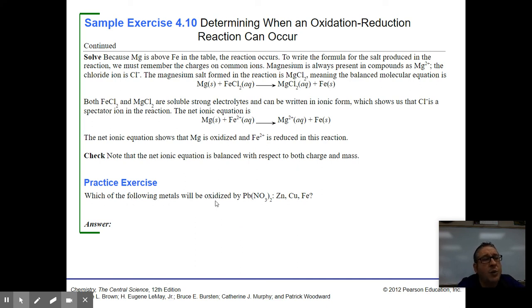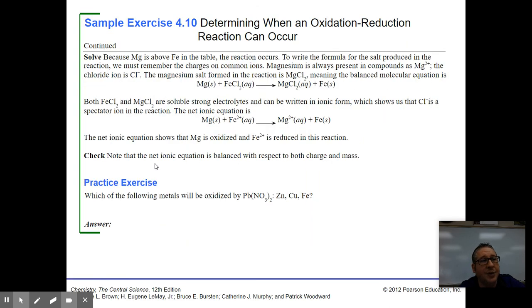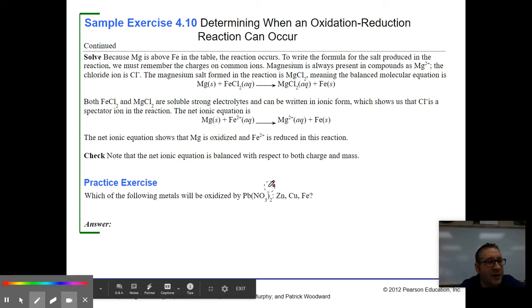Which of the following metals will be oxidized by lead 2 nitrate? So we're going to be looking at where lead is located on the activity series in relation to these 3 substances. So let's look at zinc first, okay? Zinc is right here. Lead is right here. So zinc is the standalone metal and is above lead in the activity series. Therefore, zinc will be oxidized by lead 2 nitrate. Yes, we will have a reaction here.